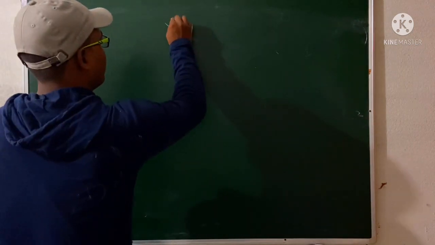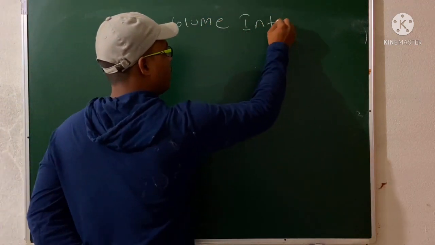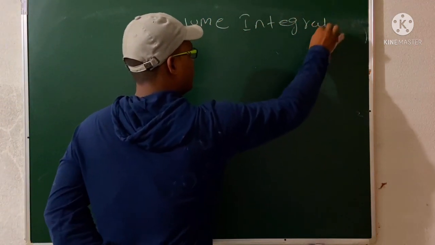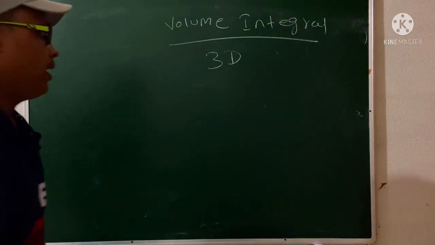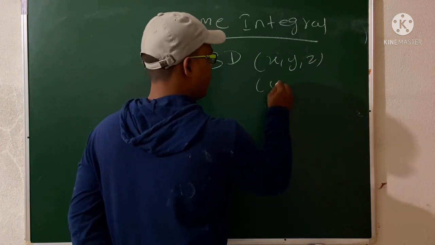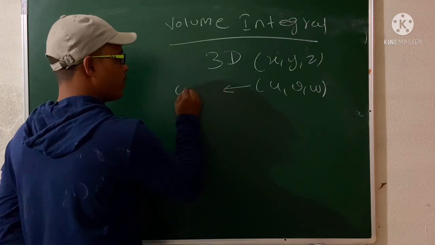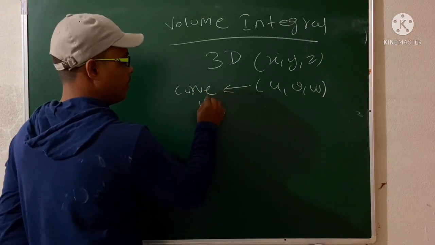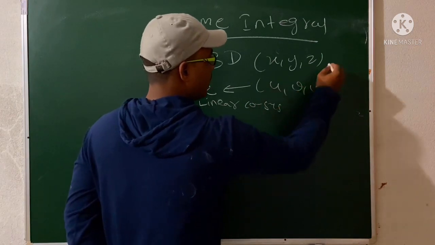Okay, so the last one is your volume integral. This is a 3D integral, so it is 3-dimensional. That can be your x, y, z or that can be your u, v, w. What is u, v, w? This is the curvilinear coordinate system, and this is your Cartesian.